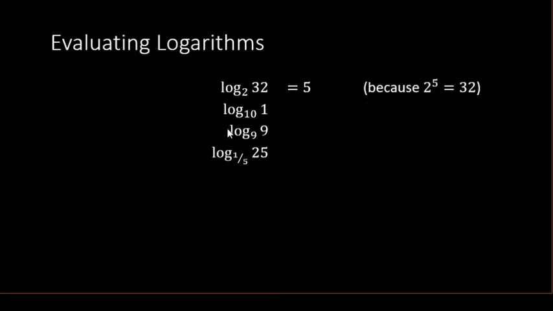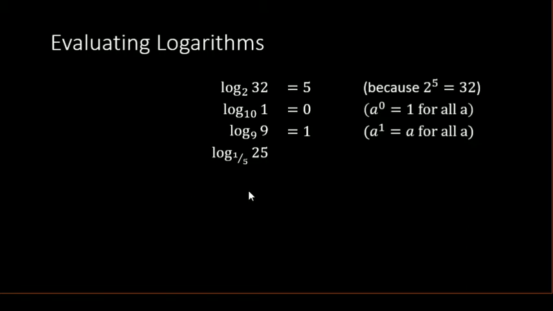Log base 10 of 1. What power do you stick on 10 to get 1? Well, anything to the 0 power is 1. So any time you have a logarithm and there's a 1 for the argument, the answer is 0, because anything to the 0 power is 1. Log base 9 of 9. What power do you stick on 9 to get 9? Don't overthink it. You stick a 1 on 9 to get 9. 9 to the first power is 9.